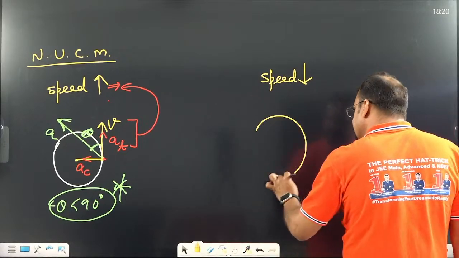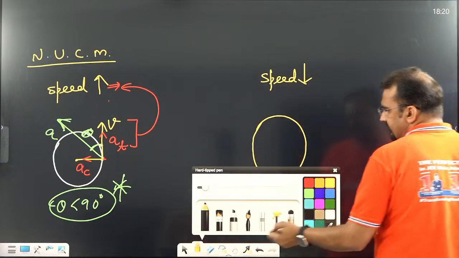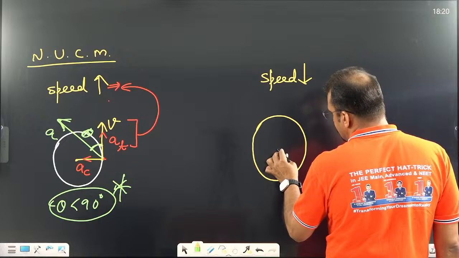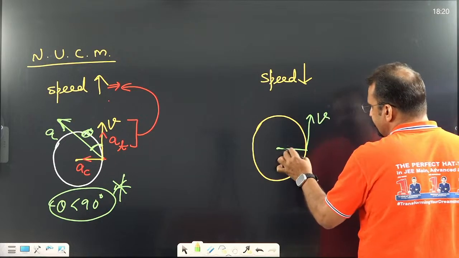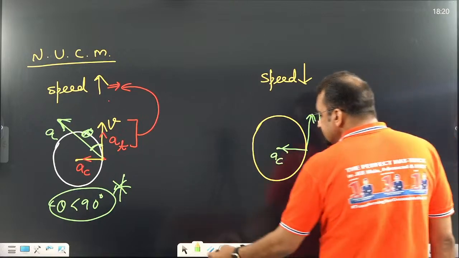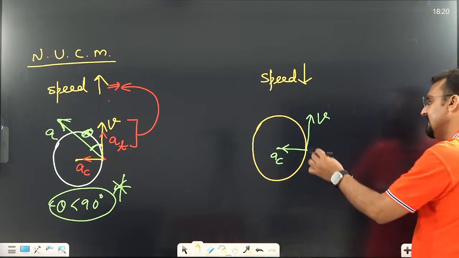See, in physics, the more you visualize things, the better your physics will be. So in this condition, let us assume speed in this direction. Centripetal acceleration is not going to change. Since speed is decreasing, in which direction will AT be? Yes, very important.